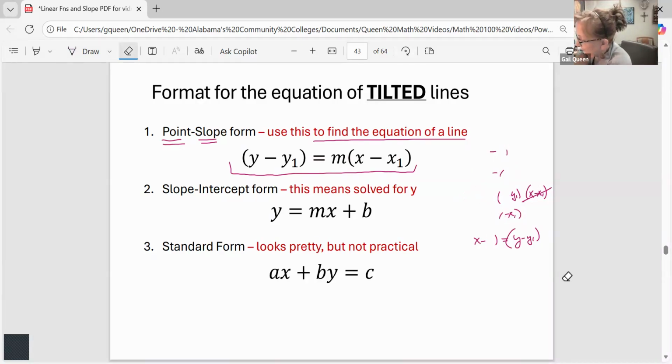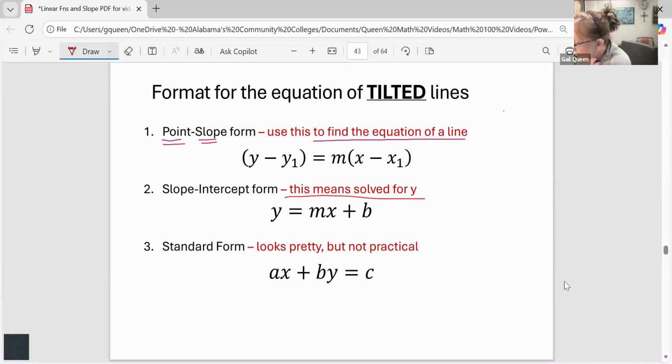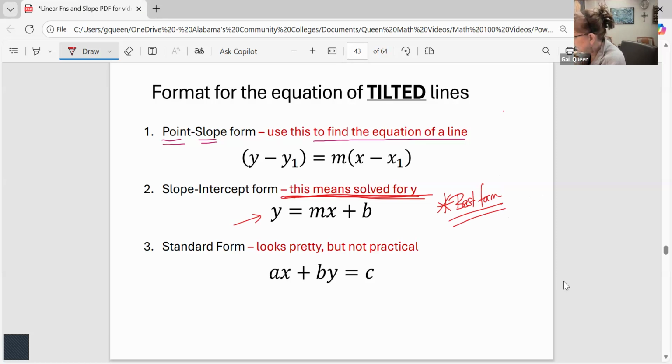The second format for the equation of a line is called the slope-intercept form. And basically, anytime you hear slope-intercept form, I want you to think solved for y. Okay? Slope-intercept form means the equation is solved for y. Y is on a side of the equation by itself, and everything else is on the other side. So the slope-intercept form, this is probably the most practical, best form as far as looking at the equation and getting information. Okay?